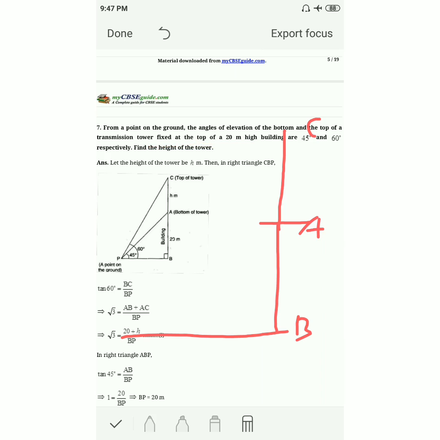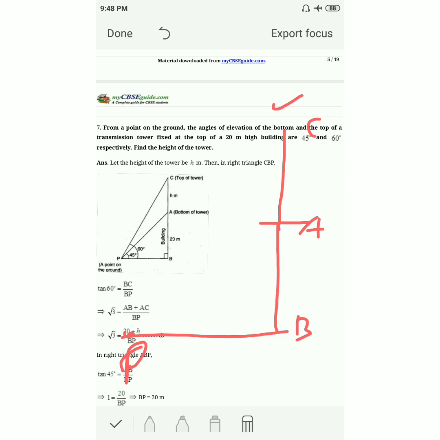Now from one point on the ground, I take one point P on the ground. Now from point P, the angles of elevation of the bottom and top of the tower are 45 and 60. So first of all, the angle of elevation of the bottom. Now what is the bottom of the transmission tower? The transmission tower is AC. So point C is the top of the transmission tower and point A is the bottom of the transmission tower. That is already written here, right? Top of tower and bottom of tower.